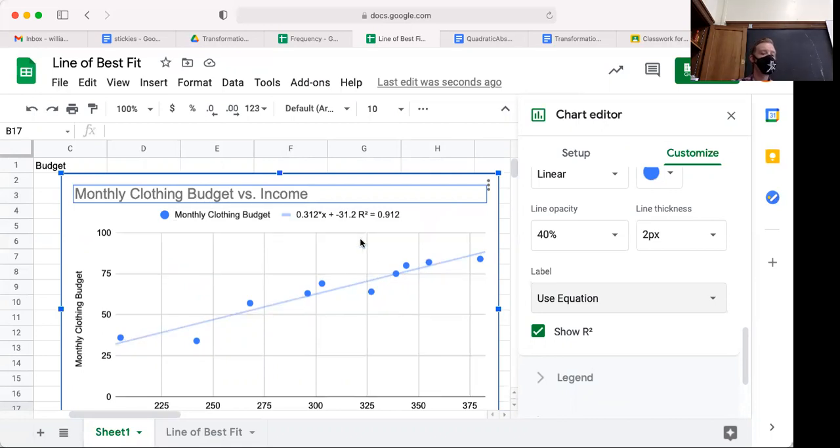Google Sheets went through and calculated the equation of this line for us, and we just displayed this equation by changing our label to the use equation setting right here. This is the equation for our line of best fit. That is exactly what we were talking about in class yesterday. Is that making sense? Questions on how we got to that stage right there?